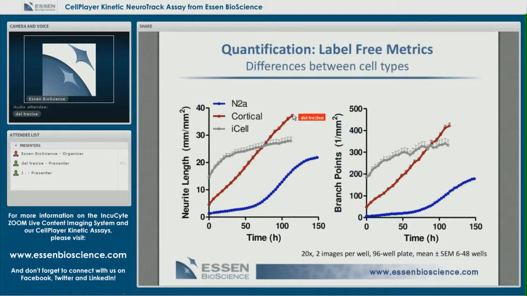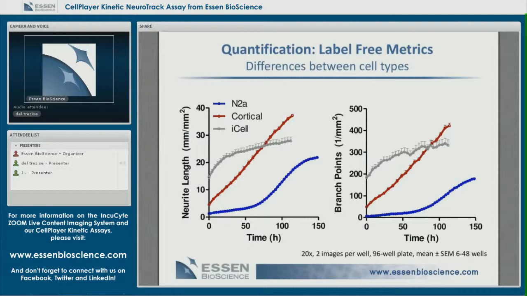Okay, so let's get into some data examples. This first slide summarizes data from 3 different cell types: some Neuro2A immortalized neurons, some rat cortical neurons in the red, and the human iCell iPS-derived neurons in the gray. In the left-hand panel is the time course of the neurite length expressed in millimeters per millimeter squared. This is 20x imaging, taking 2 images per well in a 96-well plate. On the right-hand graphic is the number of branch points as a function of time for the same cells.